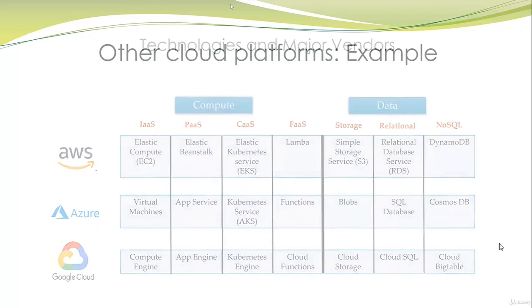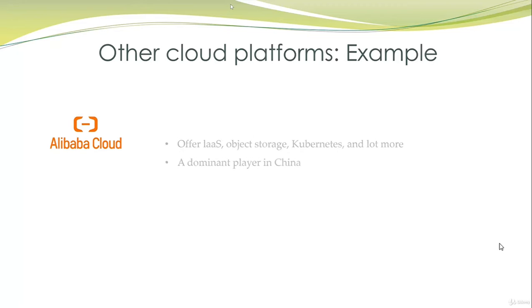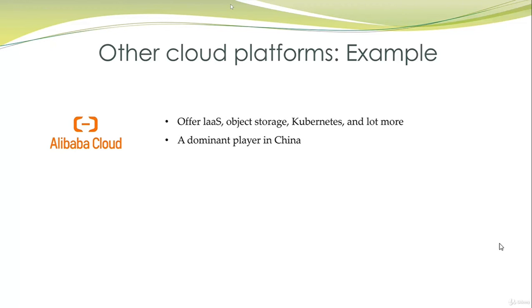The three main cloud platforms, Amazon Web Service, Microsoft Azure, and Google Cloud Platform, get most of the attention in this area. But there are others, and they are worth mentioning. For example, Alibaba Cloud offers IaaS, object storage, Kubernetes, and a lot more. They offer a full suite of cloud service, and they are a dominant player in China in particular.